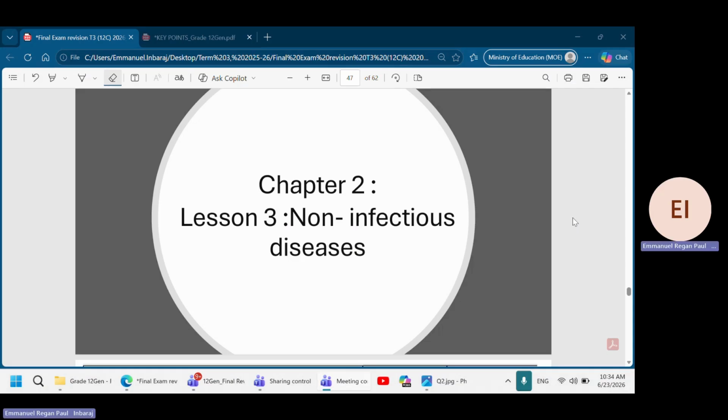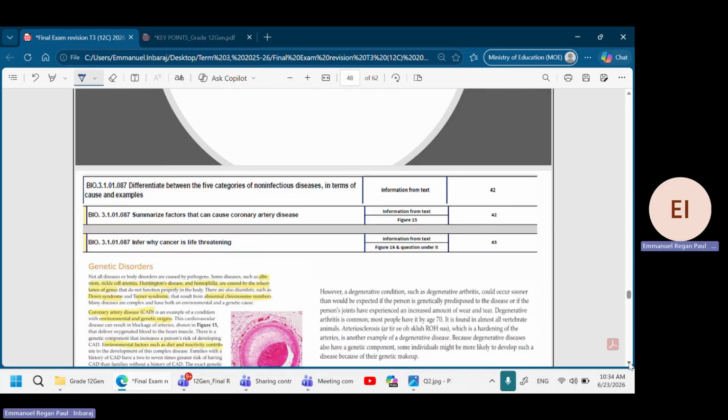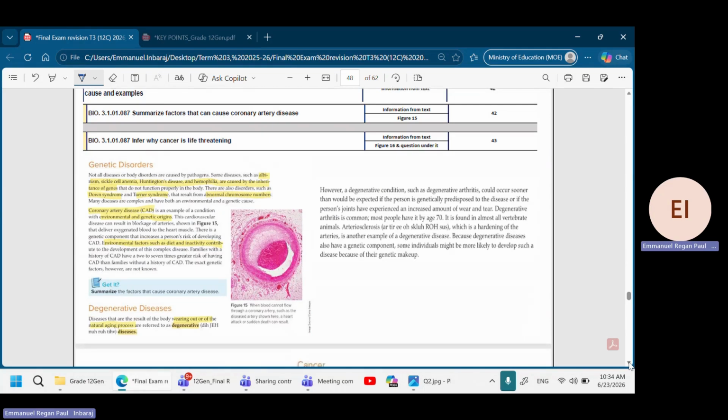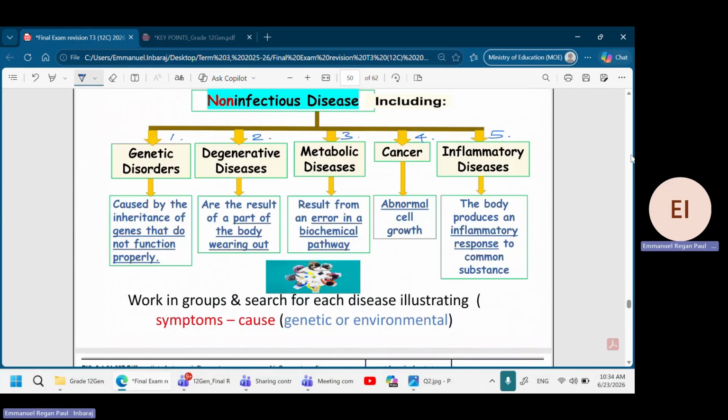Okay, guys, welcome back. Now we are going to start learning Chapter 2, Lesson 3. This lesson is about non infectious diseases. So, let's start up. In this lesson, we are going to learn the 5 types of non infectious diseases.